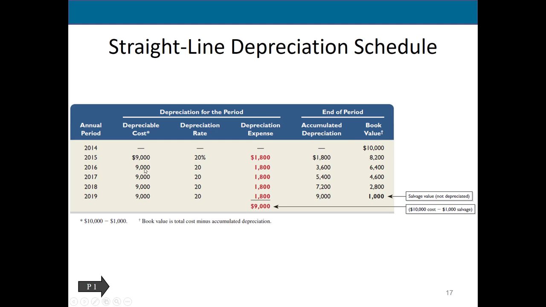In year 2, we take the 9,000 times 20%, another 1,800 of depreciation expense. So our accumulated depreciation is now 1,800 plus 1,800, which gives us 3,600. We take 10,000 minus 3,600, we now have 6,400. We just kind of keep that going all the way down until we get to the end of year 5, and we still have that salvage value on the books, and it does not get depreciated. It will stay there. What if I own this machine until 2025, which is quite a ways after? It's going to stay on the books at $1,000 until the day I get rid of it.